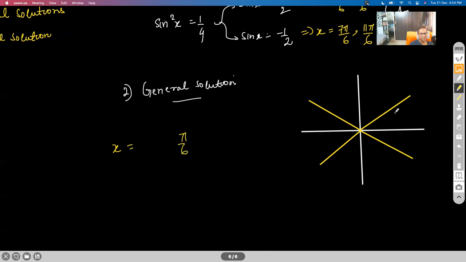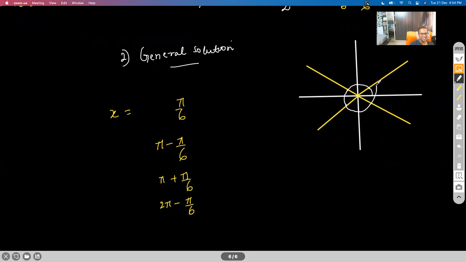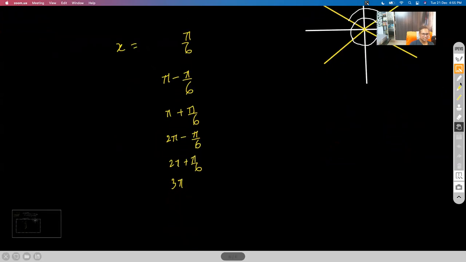So first angle is pi by 6, which is this one. Correct? Next angle is 5 pi by 6. That I will write as pi minus pi by 6. Next angle is this angle, which is actually pi plus pi by 6. Correct? Next angle is this angle, which is going to be 2 pi minus pi by 6. Yes or no? Next angle is going to be this angle. What is that? 2 pi plus pi by 6. Very good. Next angle is going to be this angle. What is that? 3 pi minus pi by 6. Very good, Arya.